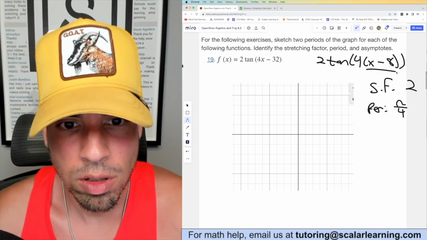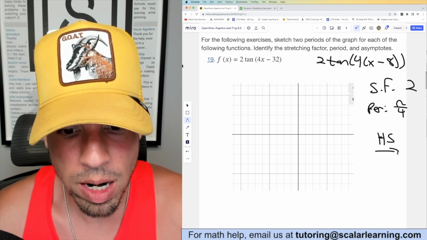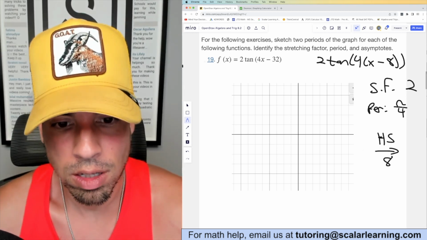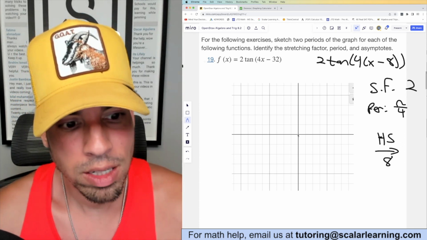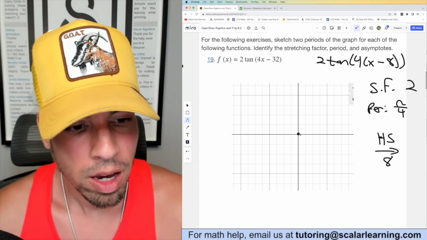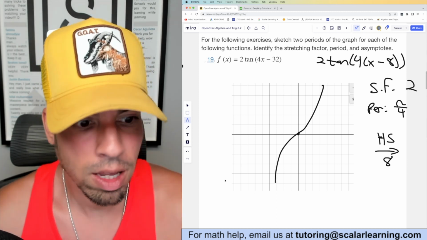And then we also have this right here, the -8, which is normally like a horizontal shift to the right, but it's a horizontal shift by 8. That's a lot. That's like way more than this period. So we got to figure out sort of where a nice center point would be. Normally we would start right here at the origin, and tangent kind of goes up to the right and down to the left, something like this, right?